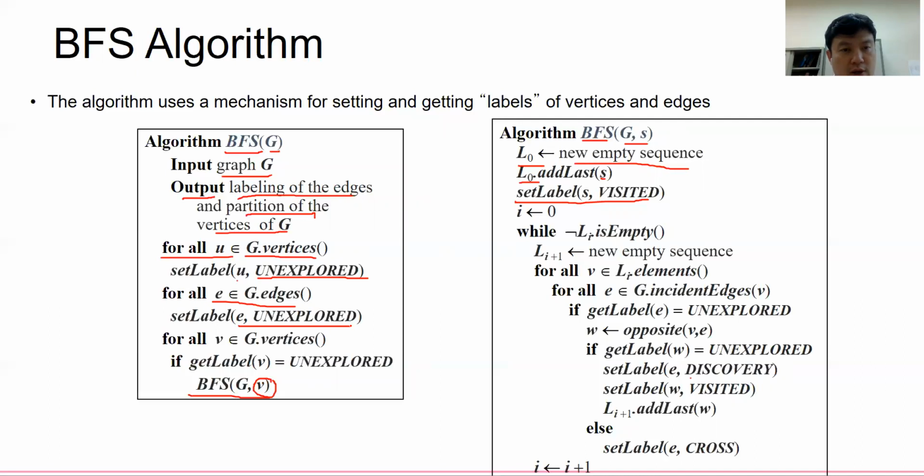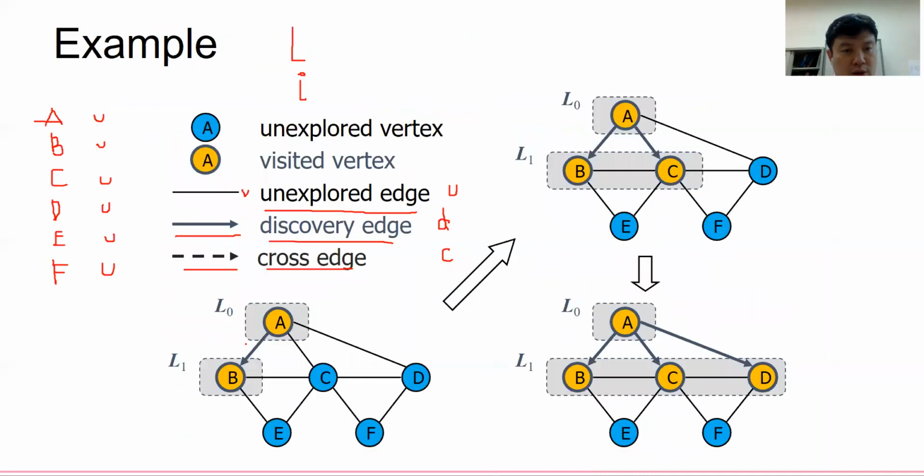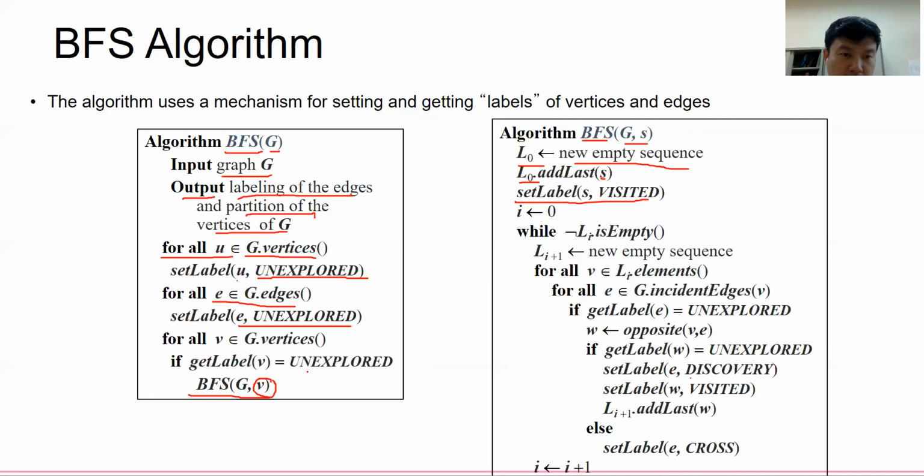Okay, and then I want to set all the edges as unexplored. So it means unexplored U. Okay, and then this is also U. So everything is unexplored. After you put the unexplored, now you will go back to the vertices and check if the label of V is unexplored. Let's do the BFS G, V.